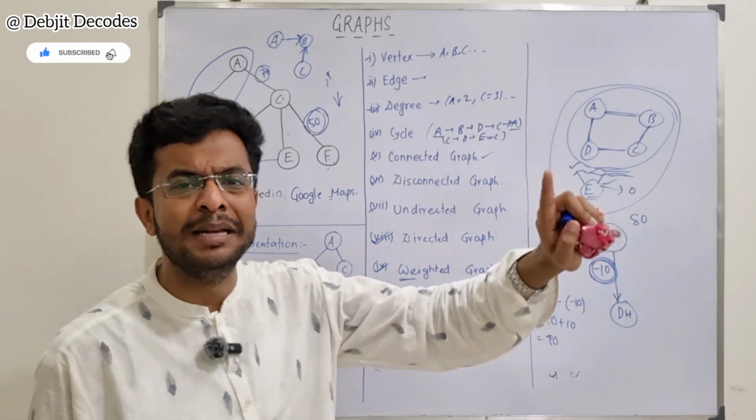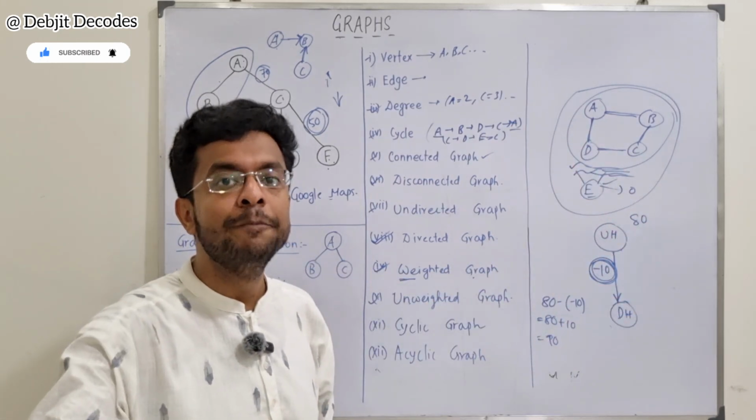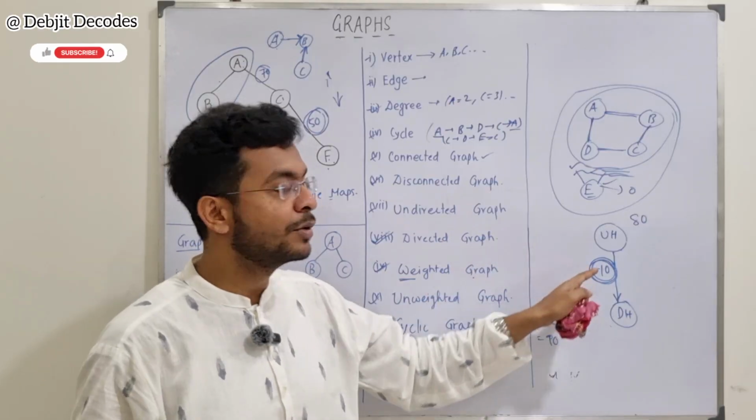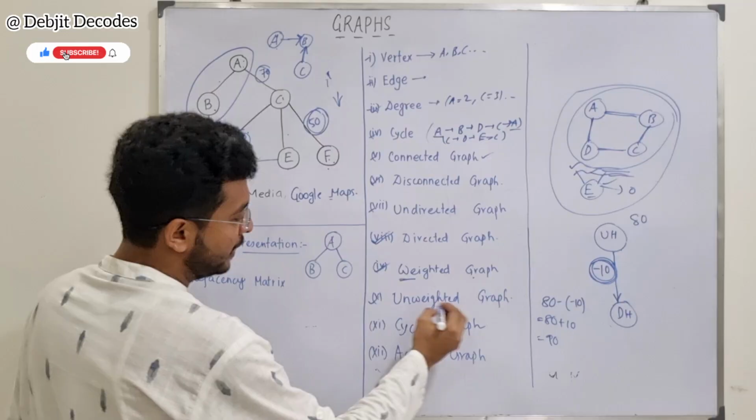In case of Dijkstra, Prim, Kruskal, whatever algorithms we have seen, we have used positive weights. We will be seeing in Bellman-Ford, maybe in the next video, what the concept of negative weight is and how Bellman-Ford is tackling it. Okay, that is the weighted graph done.